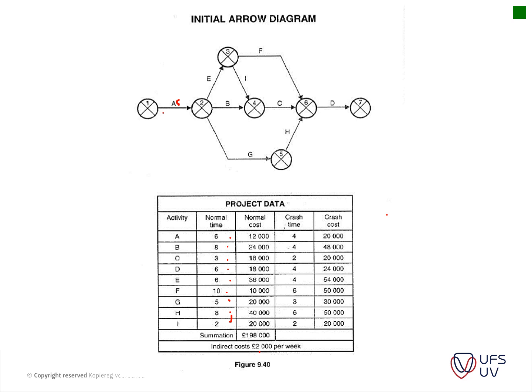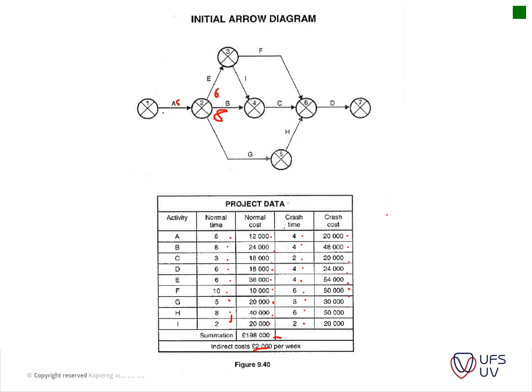B has a duration of 8. Sorry guys, this is not freehand. And then E has a duration of 6, and so forth. And then they calculate your critical path. I think on the next page we will be able to see that much better. But please have a look at this table and this diagram at your normal costs. This is information that's provided. It is total cost, excluding the 2,000 per week, and then your crash time for these items is given here, and then your crash cost next to that.